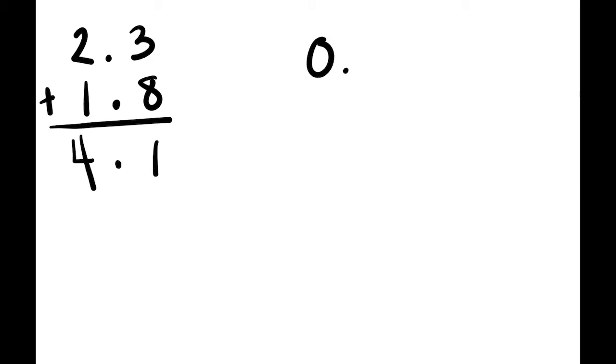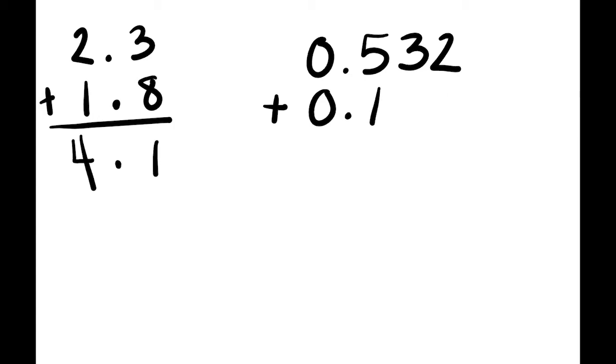Let's do 532 thousandths plus 179 thousandths. So again, we always want to start addition with our smallest category. And in this equation, the smallest category would be the thousandths.